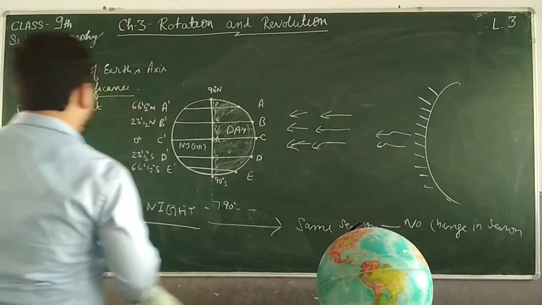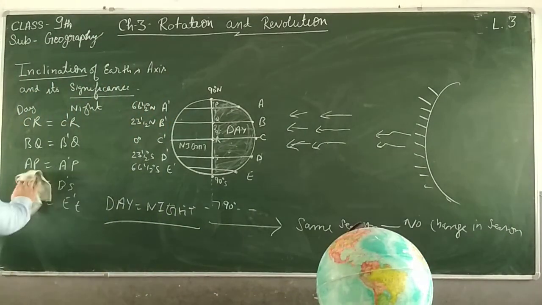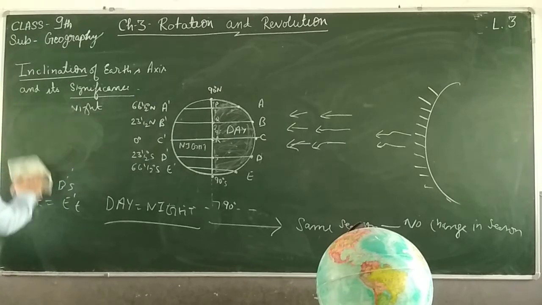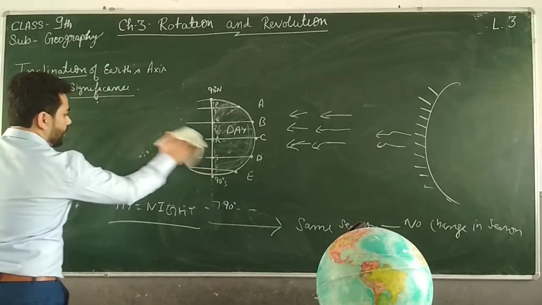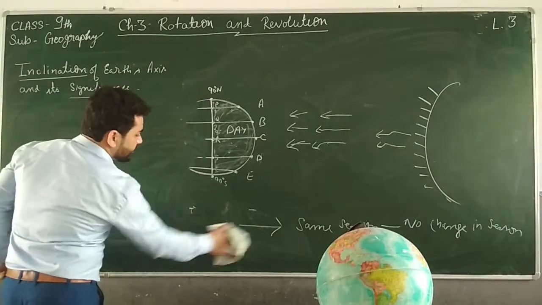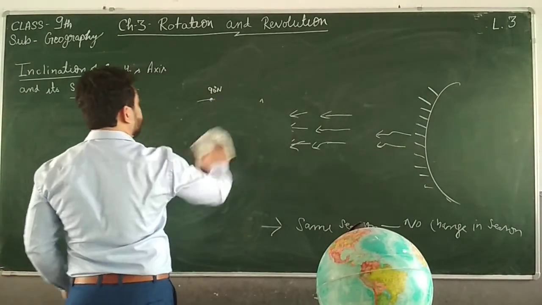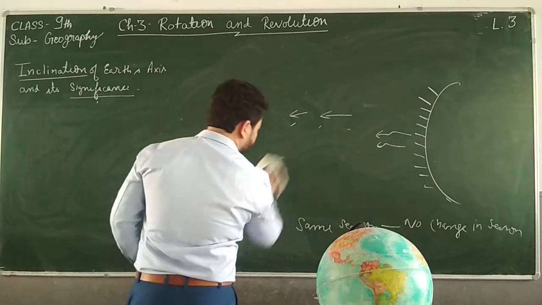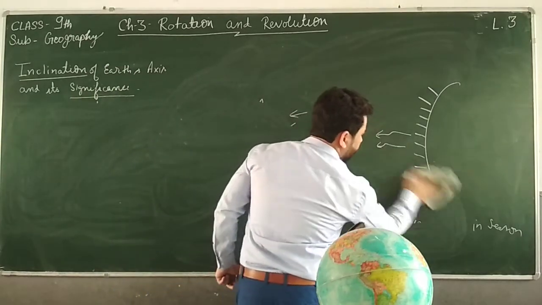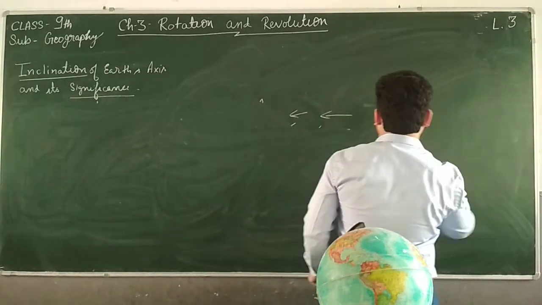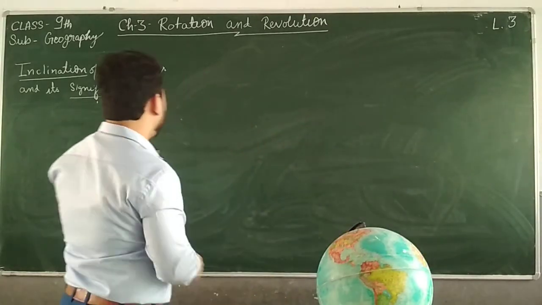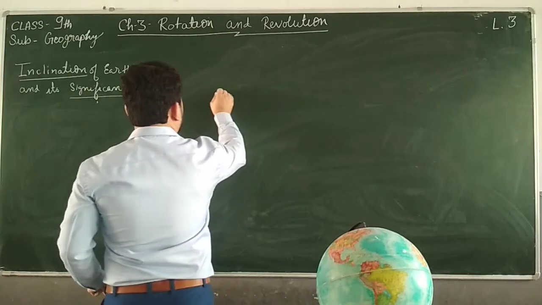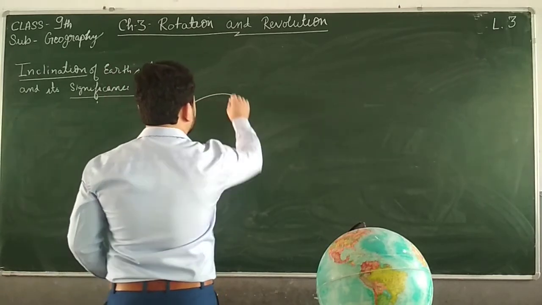Now what will we do? Now we will take the second condition. The second condition is the actual condition. It is not a hypothetical condition. Here the earth's axis is inclined at an angle of 66.5 degrees. Okay, it is actually inclined. Clear? So what we will do? We will now draw again. This is earth.